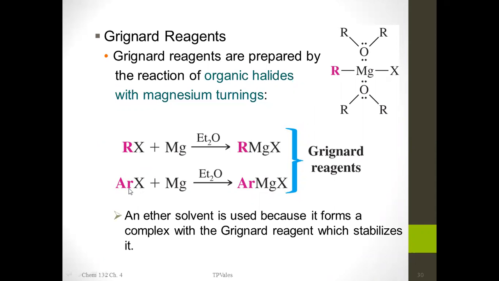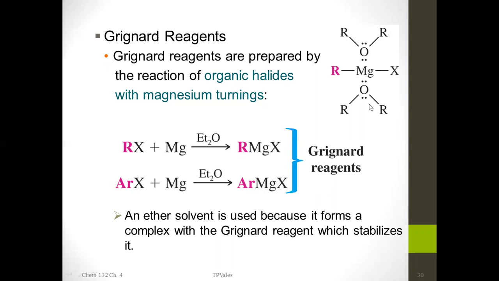Sometimes your Grignard reagent is an aromatic, like the benzene ring I have shown earlier, a six-membered ring with alternating double and single bonds. It is an aromatic, and then you have your halide attached to your aromatic ring. With magnesium, that is also a type of Grignard reagent. So you have your aromatic MgX. Whenever you have your MgX and an alkyl group attached to your magnesium, it's a Grignard reagent.